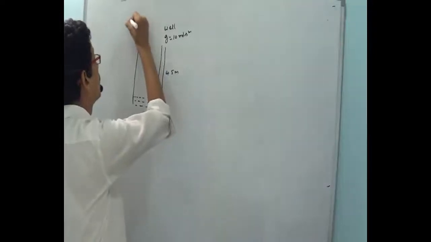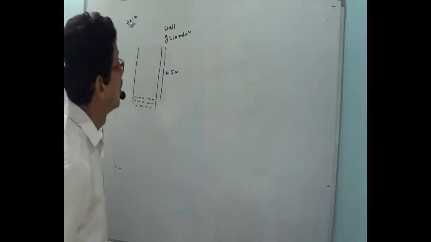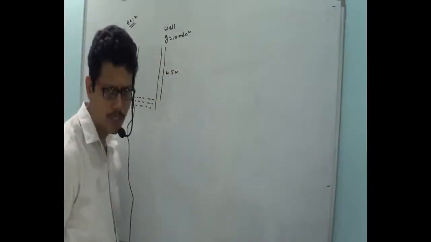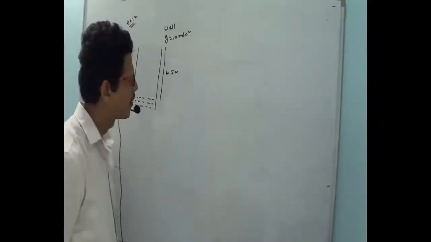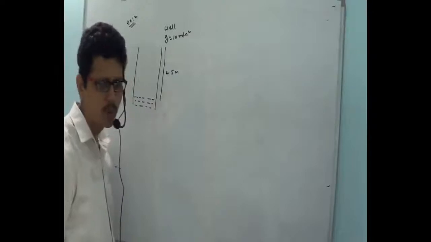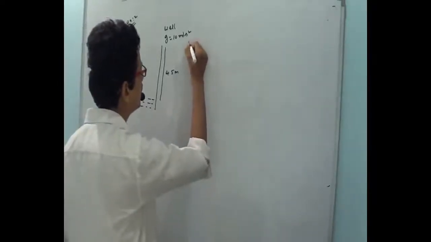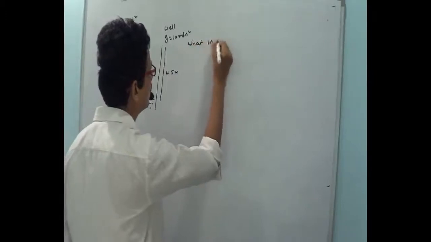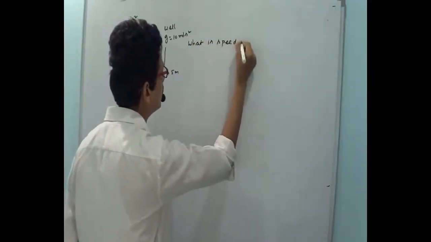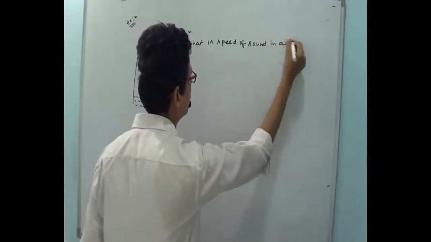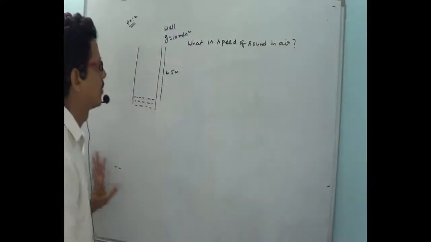This is the second example for today. G he has asked us to take 10, in bracket it is given. Then he is asking what is the speed of sound in air. So question is, what is the speed of sound in air? That is the question.